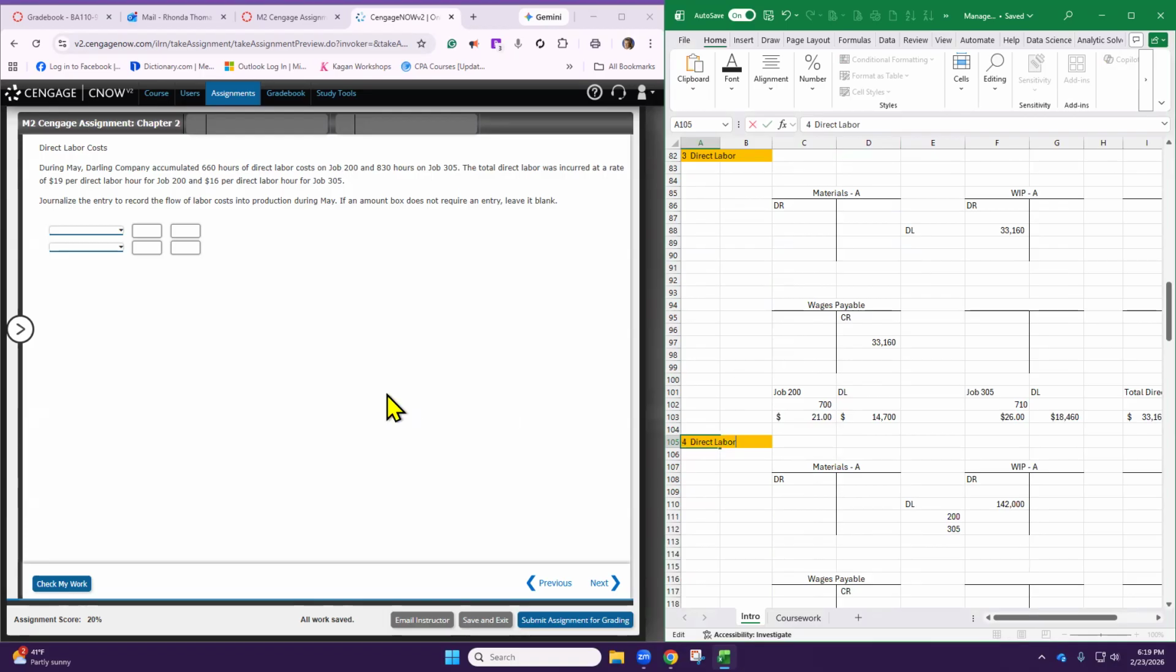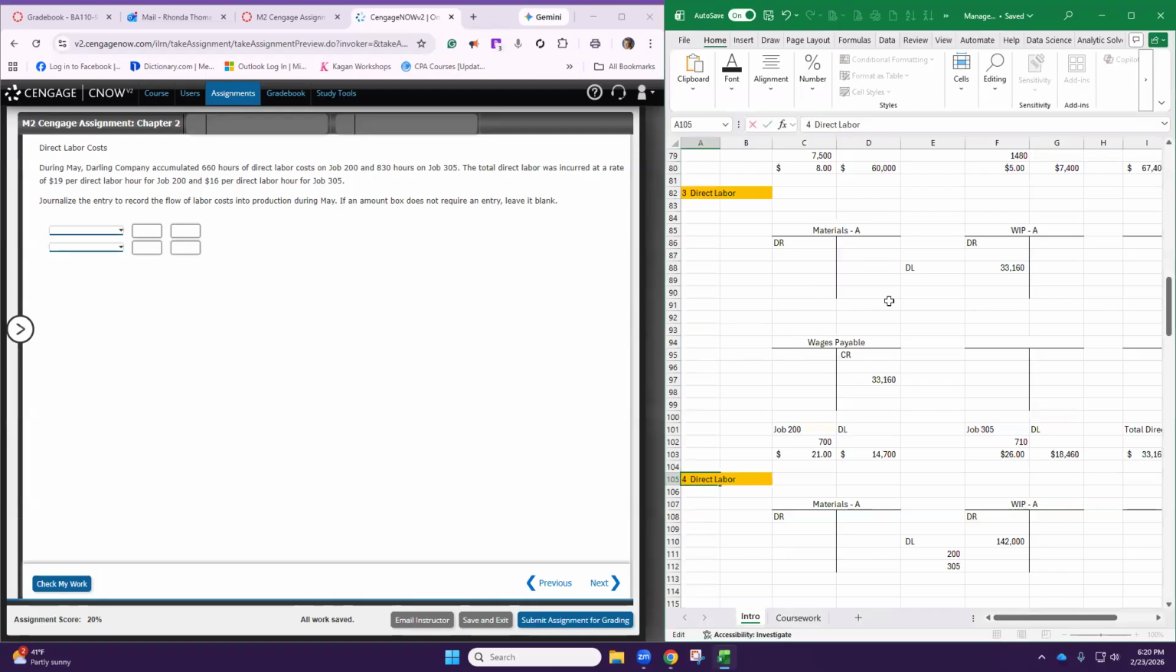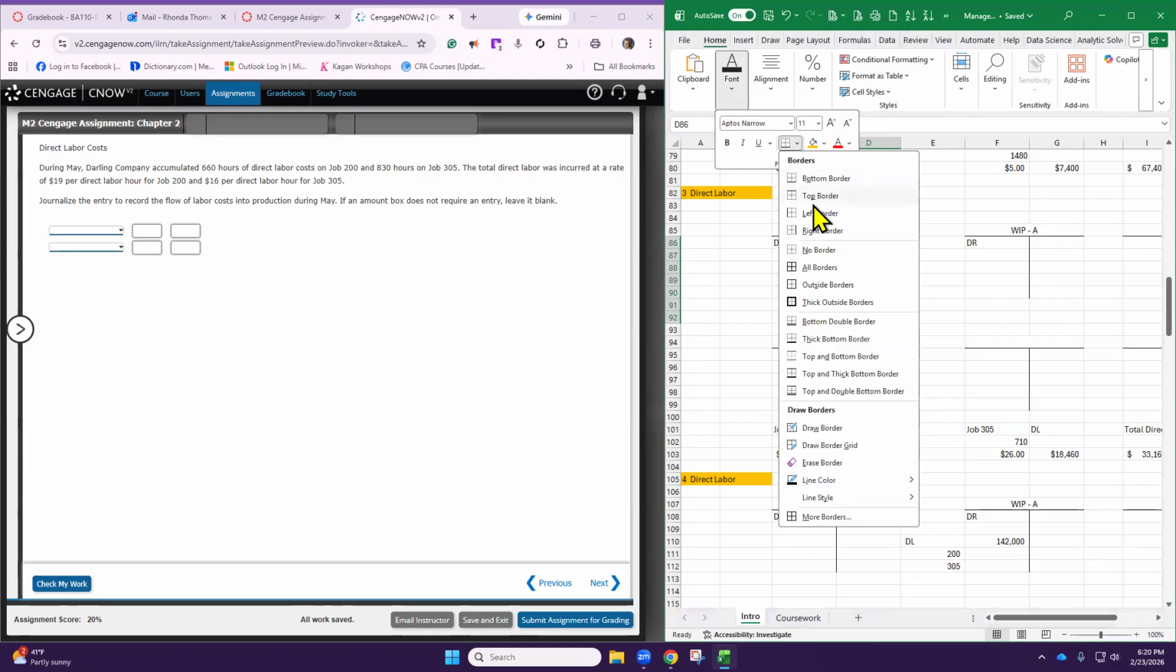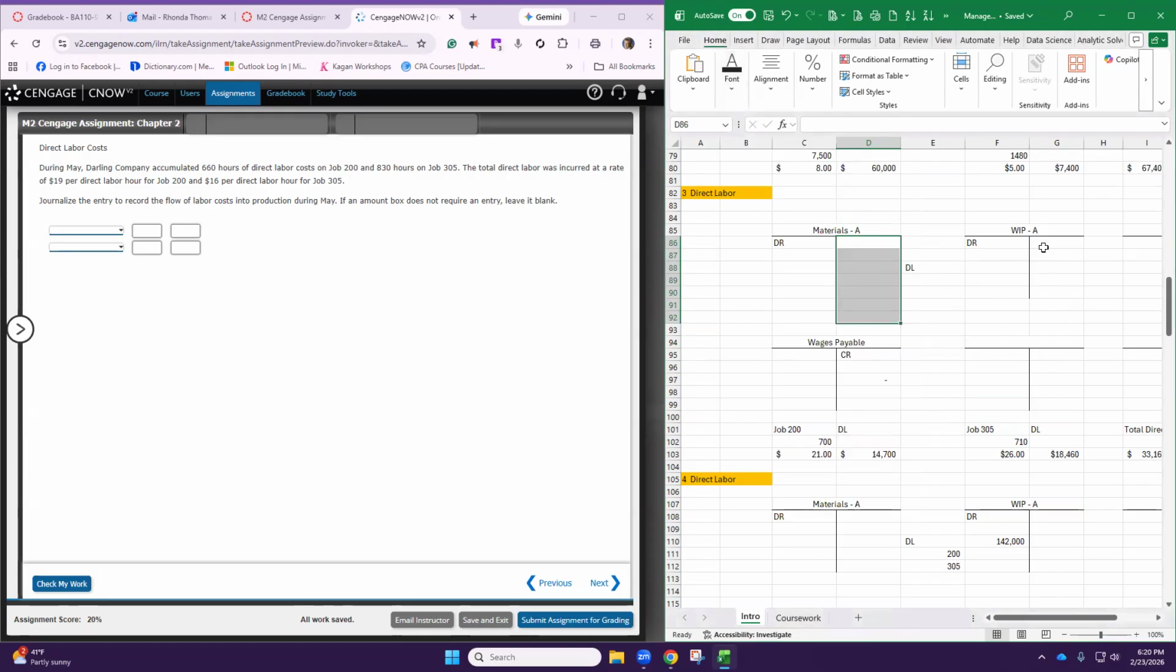All right, and we're still using job numbers 200 and 305, which is cool. Now we're going to work on direct labor, and we're going to need the WIP account because direct labor is going to go into WIP. I'm going to take these numbers out, and remember these are inventory accounts. So it's going to have a debit normal balance.